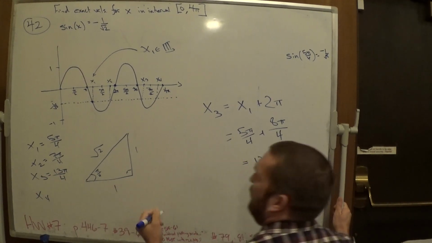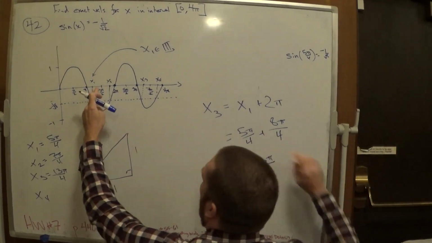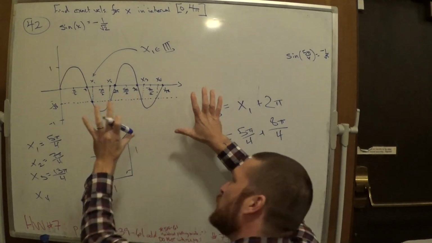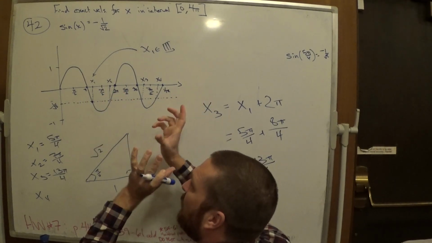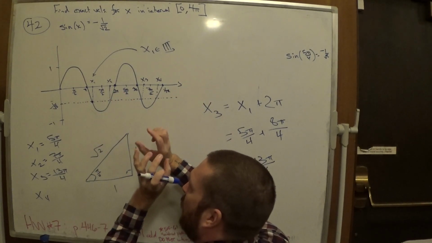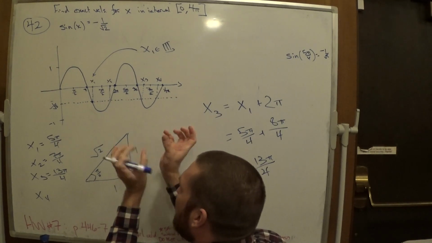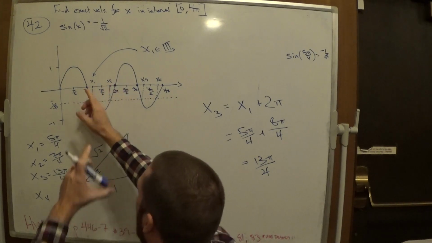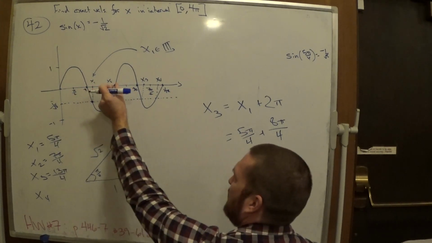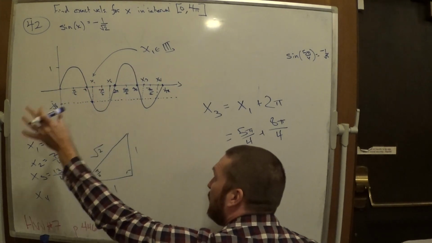For x4, I do the same thing. I know if I add, and please use the graph, think about it, because later on, when these get more difficult, we're really going to need to think about this in terms of symmetry, how much to add, how far it is from here to here, and how far from here to here. That's going to help us a lot.